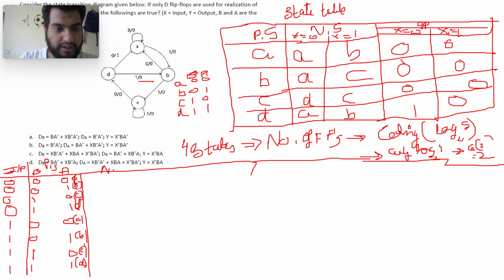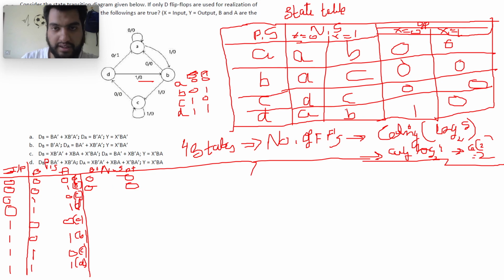Then I have next state that corresponds to here, that I will write as B plus and A plus. So when I am at state A and my input is 0, where do I go? I just remain at A. When I am at state B and my input is 0, where do I go? I go to A.